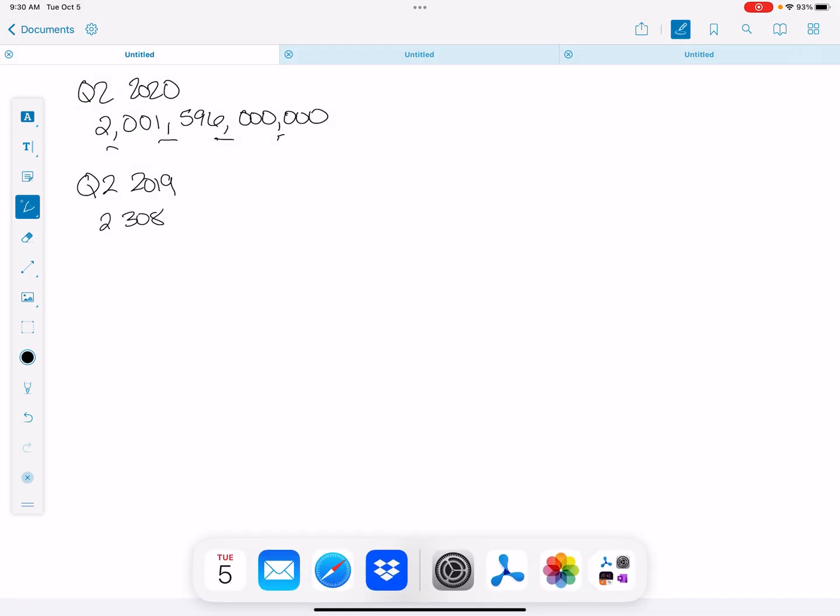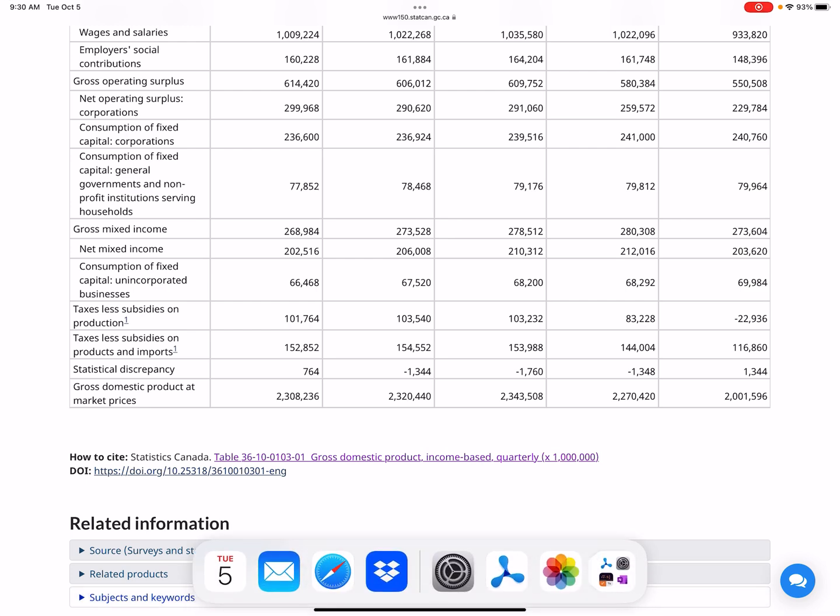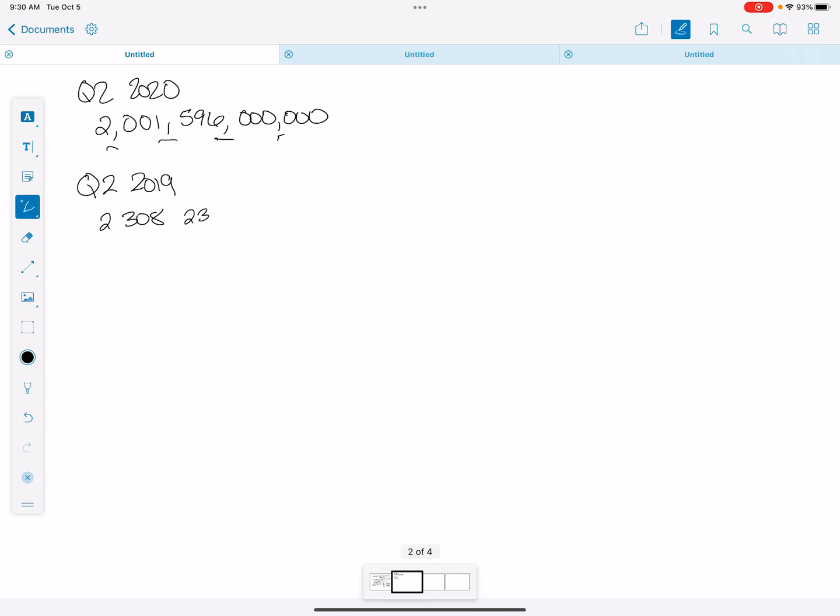2308 and 236. Again, we have to add our 6 zeros. Okay. All right, so now we have nominal GDP. And remember, our formula was nominal GDP divided by the GDP deflator times 100. So we need to go find the GDP deflator.